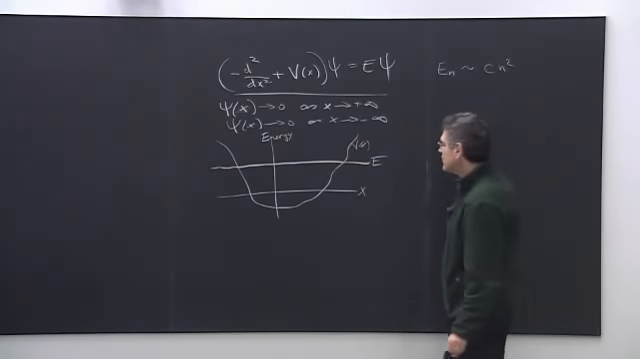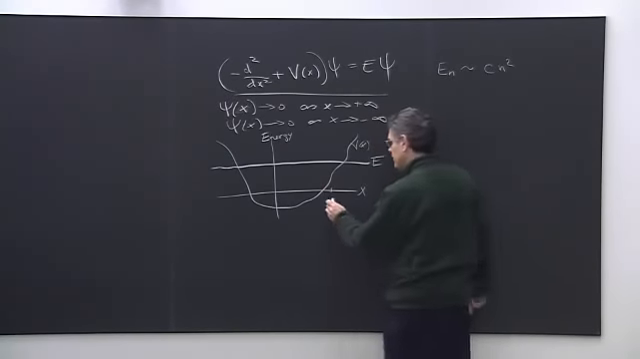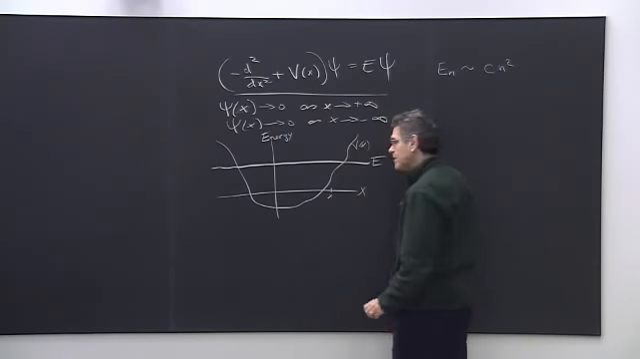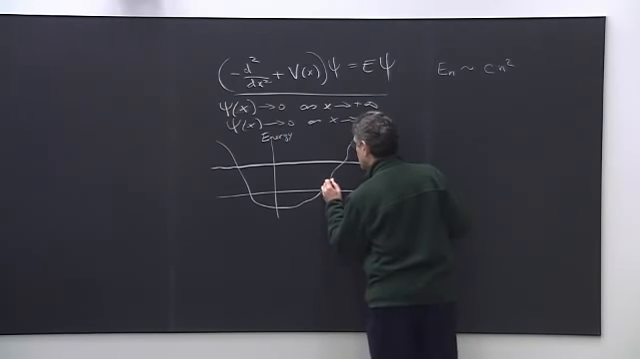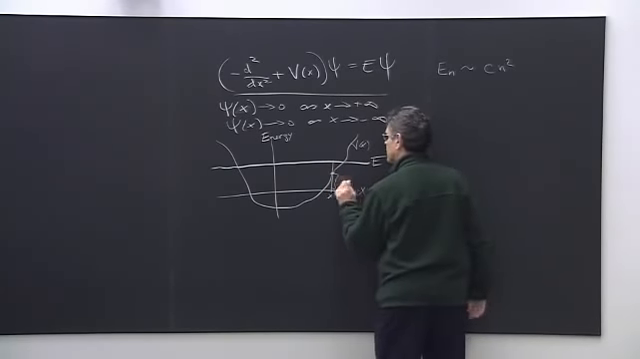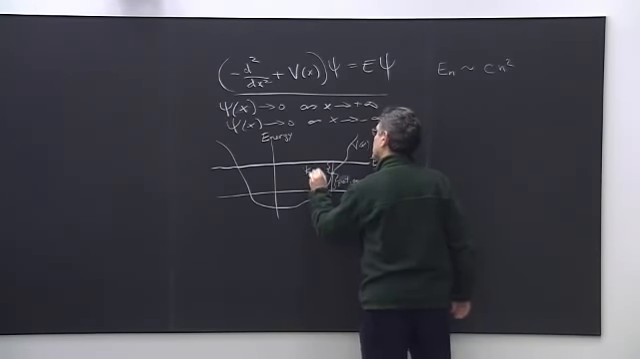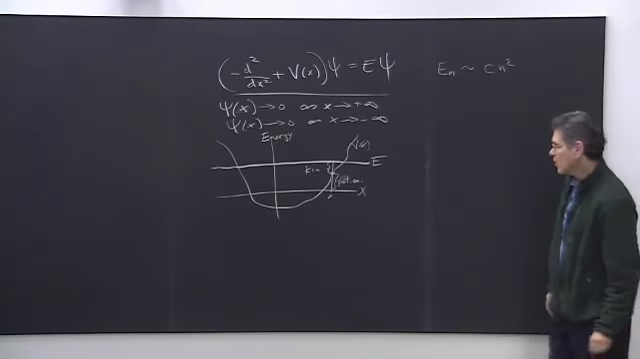And what you know is this. If the particle, let's say, is over here, suppose this is the particle at the point x, it has this much potential energy, let's say potential energy, and it has this much kinetic energy, okay?